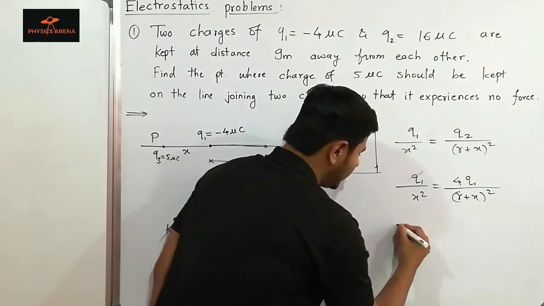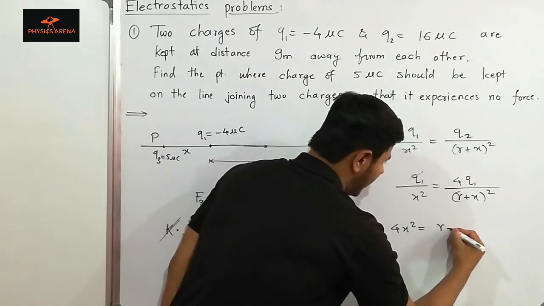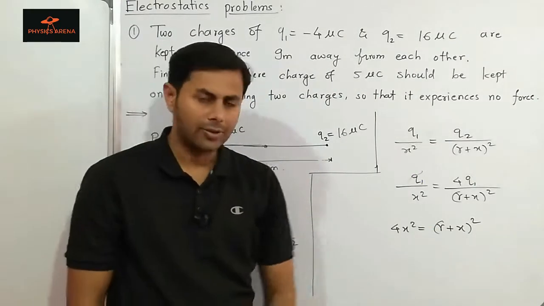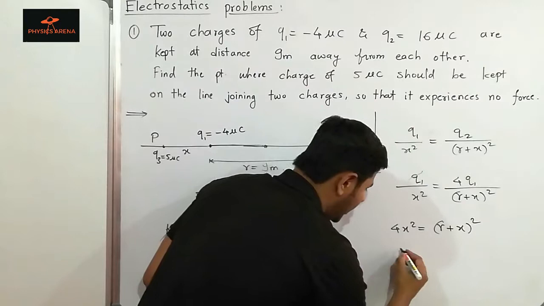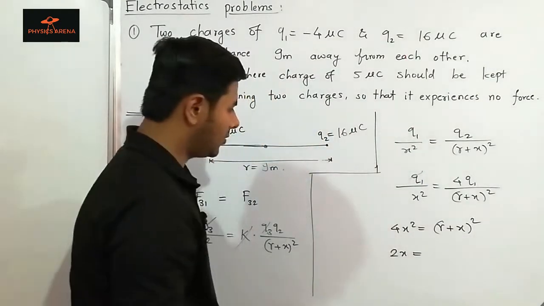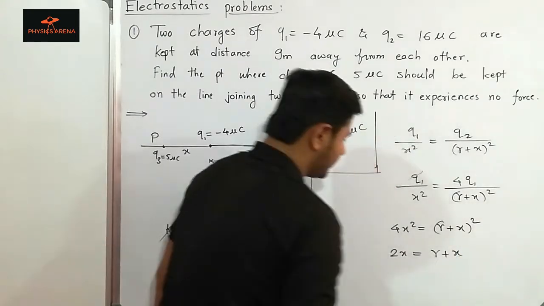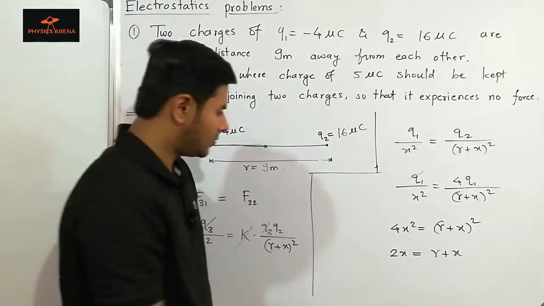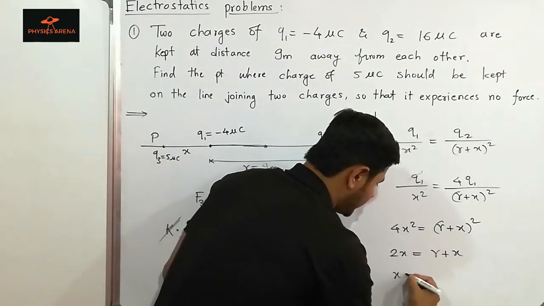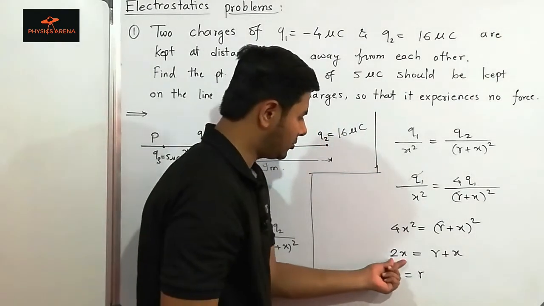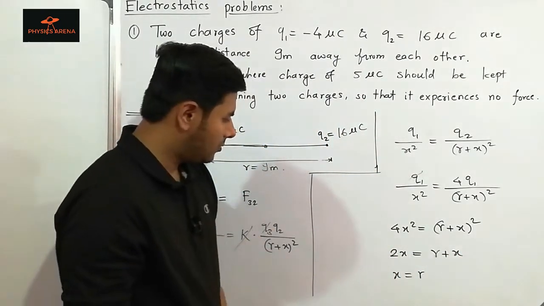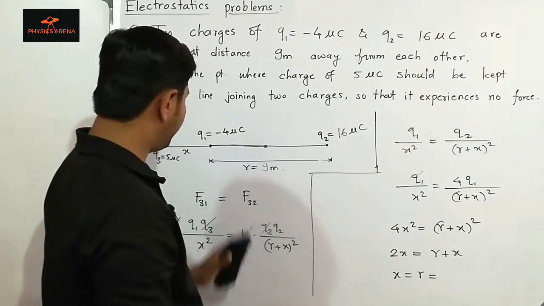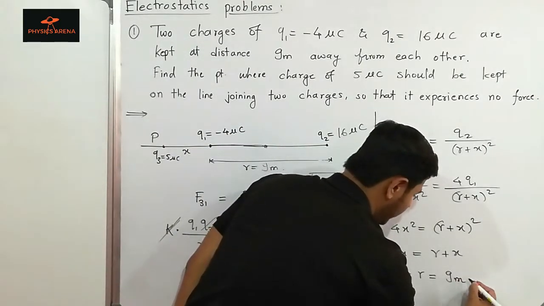So we have 4x squared is equal to r plus x squared, and now let's take square root on both sides. So we have 2x equals to r plus x. Okay, now let's take this x on this side. So we have x equals to r, because it is 2x minus x, so we are left with this x. So it is equal to r, r was 9 meters, so x is also equal to 9 meters.